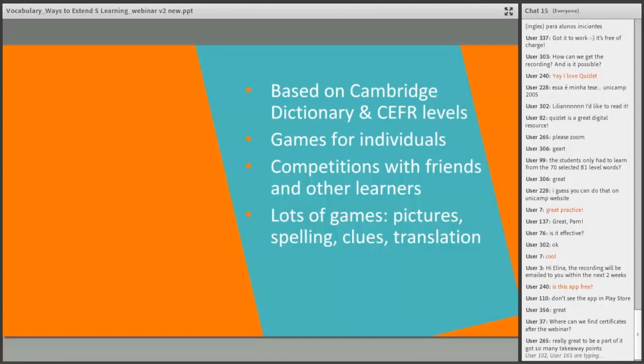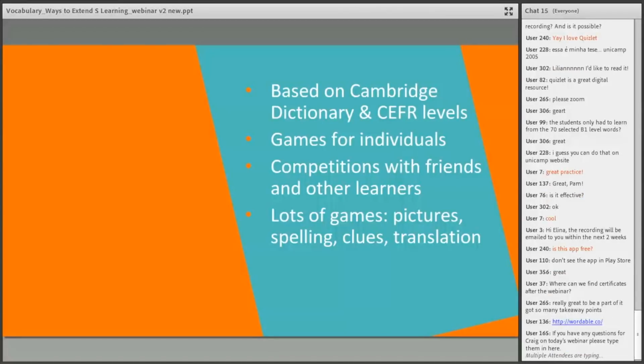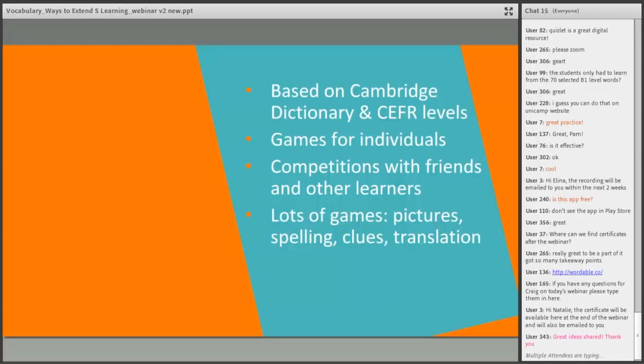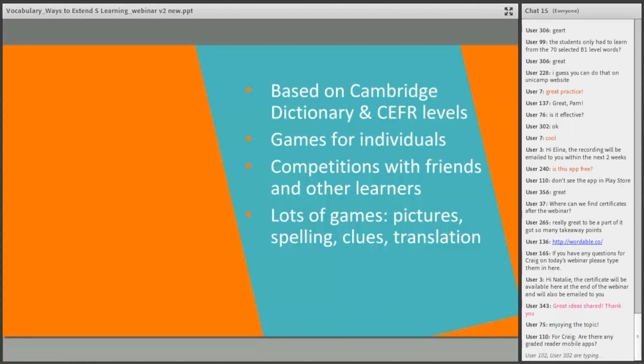So there are lots of games, some of them where they have to match to pictures. There are spelling games, they're given clues. But also there are translation activities, which are quite good, because when students register, they are asked to indicate what their first language is. But the thing is that everything is a game, and particularly for learners who like learning in a technological environment of some kind, they respond very, very well to Wordable.